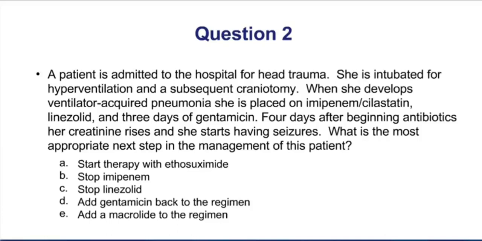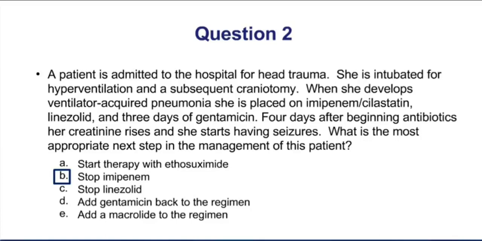You probably found this a difficult question, but the key was to recognize that over time this patient started developing renal dysfunction. Notice her creatinine rises, and that resulted in her having seizures. So what was the most likely cause of the seizures in this case? Perhaps it was accumulation of the drug imipenem. The correct answer here is B. Stop imipenem, because in patients with renal dysfunction, this drug accumulates to the point where you might get seizures.